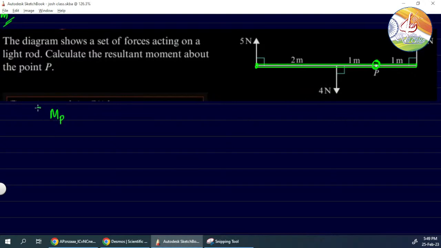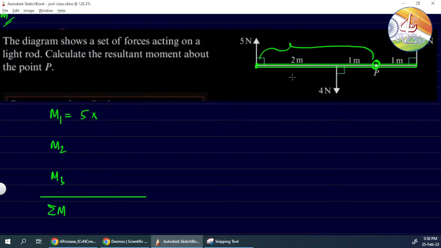Because we are finding the sum of all moments, let us call it sum of MP, or we can find all the moments one by one, like M1, M2 and M3, and then add them all together to get the total moment. So first, the moment due to 5 Newton. For 5 Newton, the total distance from this point to this point is 3, and it is going in clockwise direction, so this should be minus. So this value we get here is minus 15 Newton meter.